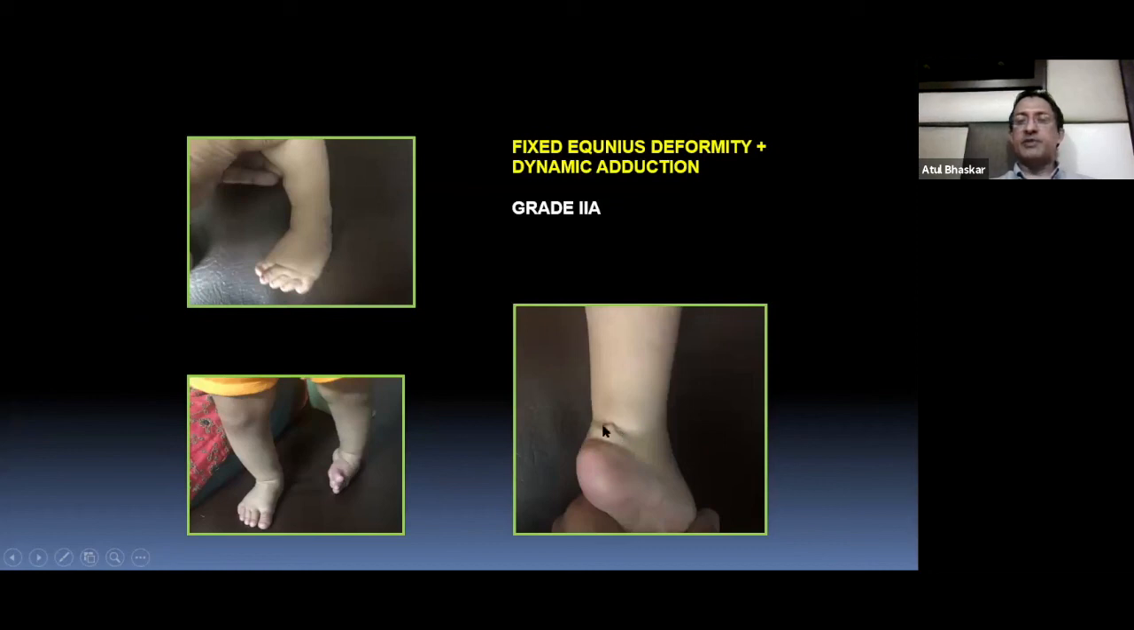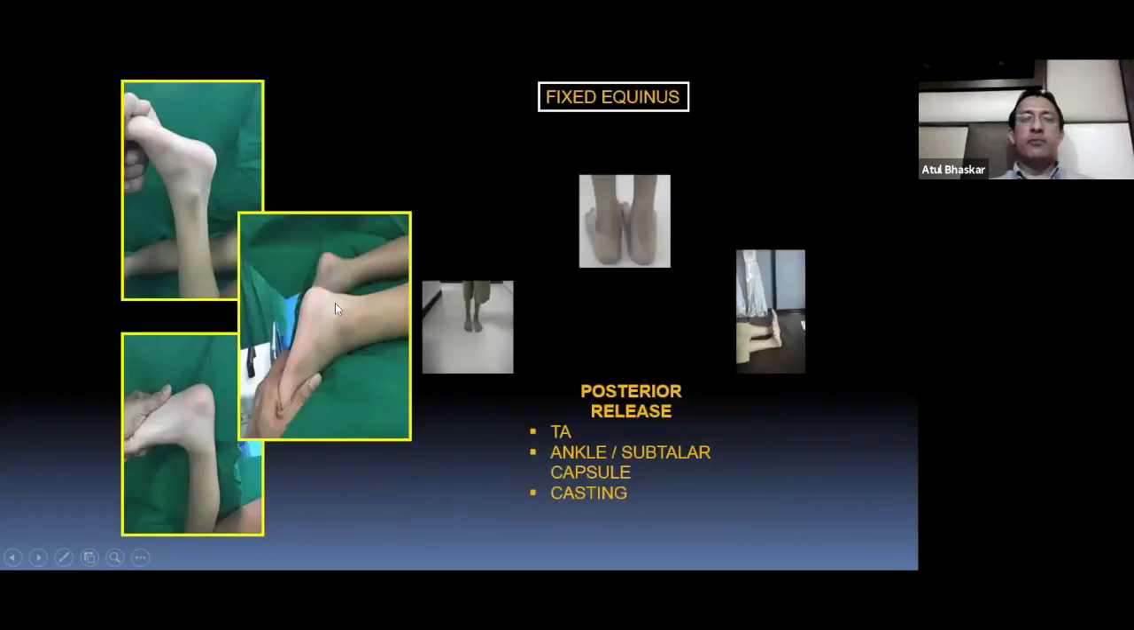You can see there is a previous scar. So the child is in equinus as well as dynamic adduction. These are the ones where you will do a posterior release. Here you can see the child is in full equinus. Here you do a tendo-Achilles release, the capsule release, as well as a subtalar release, because you want to get the foot completely plantigrade.